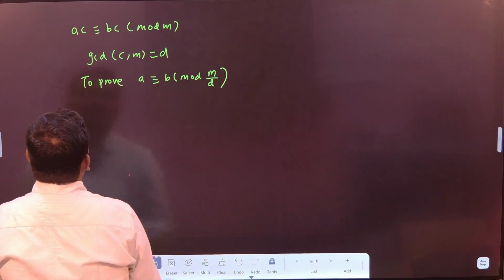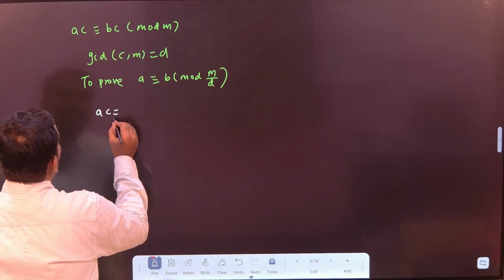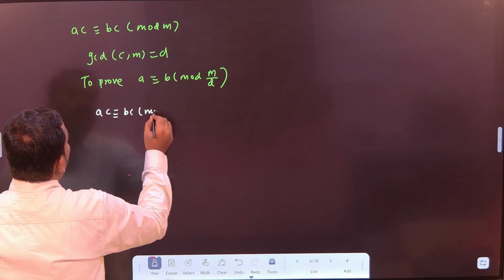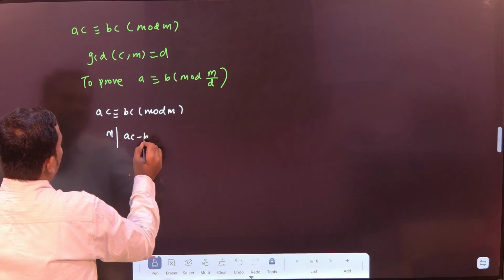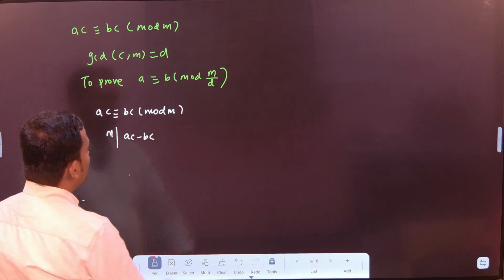How to prove this? AC is, right? This is one side.